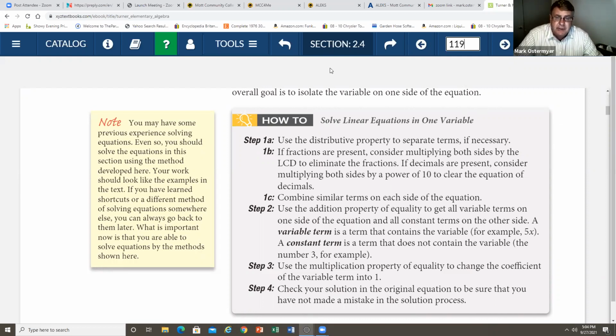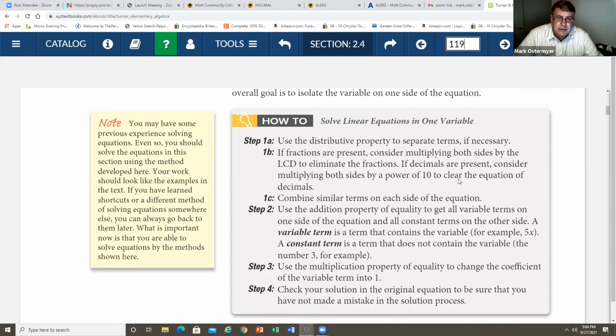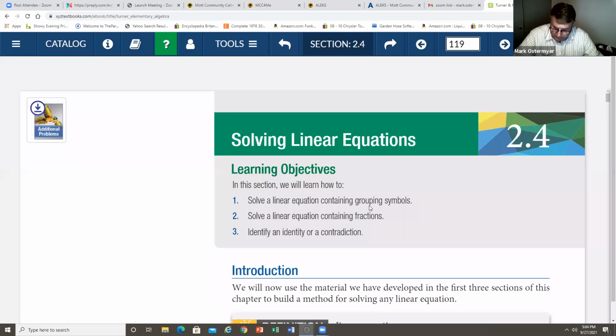Again, these guidelines are on page 119 in your textbook, which is section 2.4. And so we are going to tackle 2.4 and 2.5 today. And the moral of the story is solving equations today.